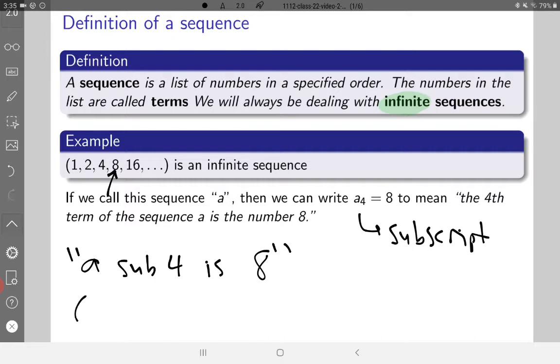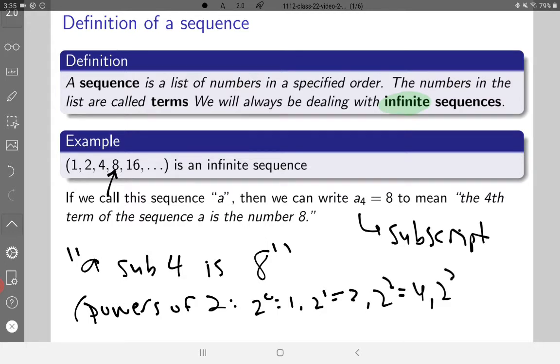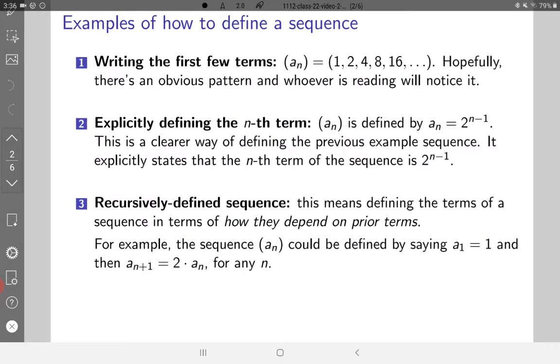By the way, you might notice that these are all powers of 2. That was the pattern I was hoping you would pick up on, because 2 to the 0 is 1, 2 to the 1 is 2, 2 squared is 4, 2 cubed is 8, and so on and so on. So in that example there, I just gave you the first 4 terms of the sequence, and then I put the ellipses to say the pattern keeps going. Hopefully you see what pattern I mean, and you can infer where the terms are going from there.